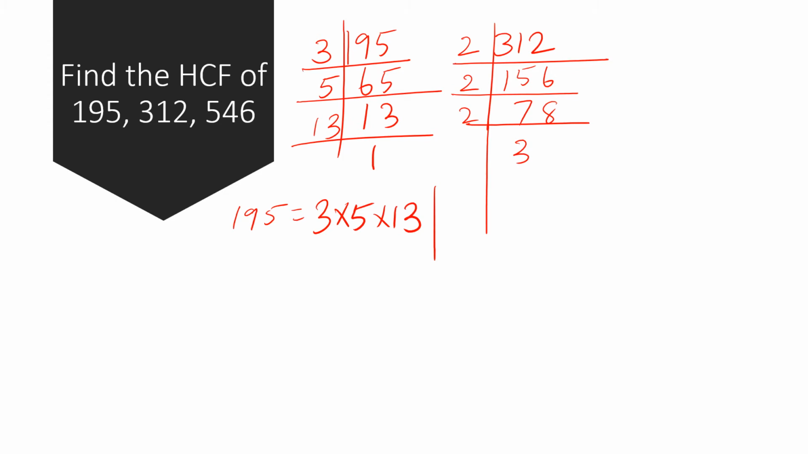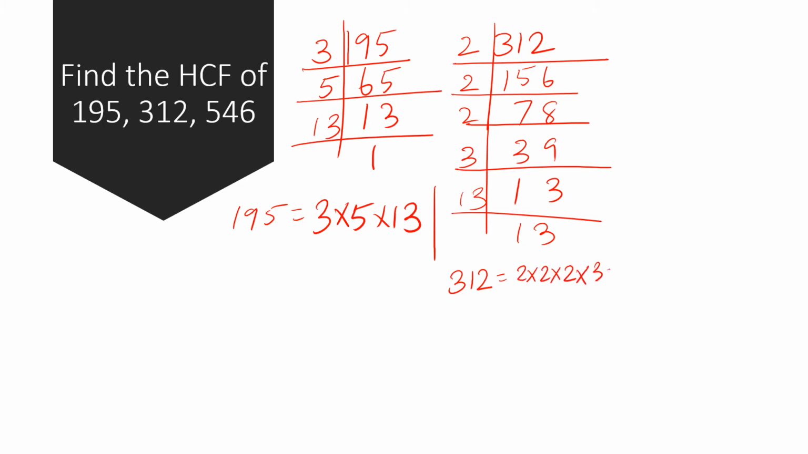3 twos are 6, 18, 39. You cannot divide with 2 because the unit place is odd. It can be divided by 3, 3 ones are 3, and 13. Again a prime factor, so you will write 13. So 312 is equal to 2 into 2 into 2 into 3 into 13.